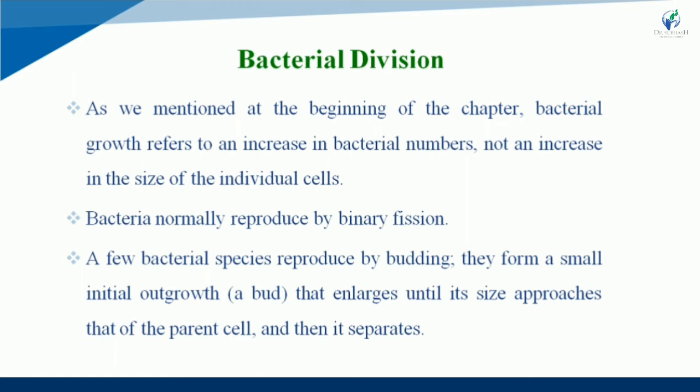Bacteria normally reproduce by binary fission, but some bacterial species reproduce by budding. They form a small initial outgrowth called a bud, and the bud enlarges until its size reaches that of the parent cell. If the parent cell and daughter cell are the same size, then it separates from the parent cell.